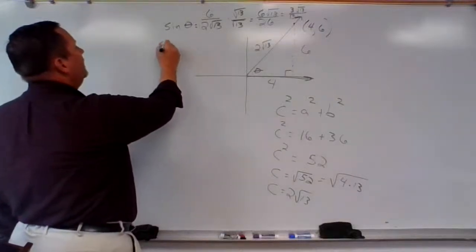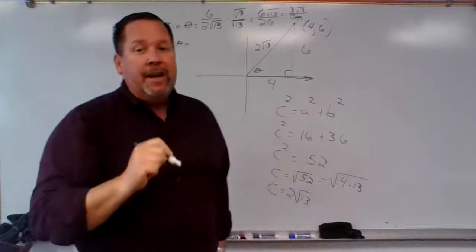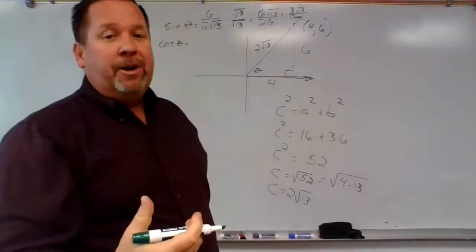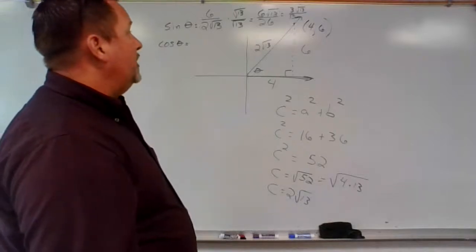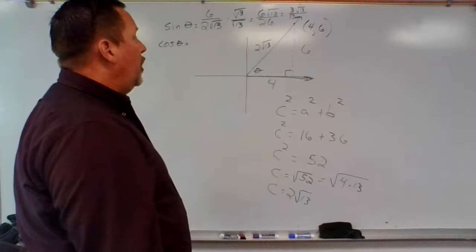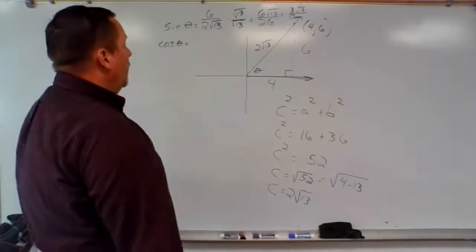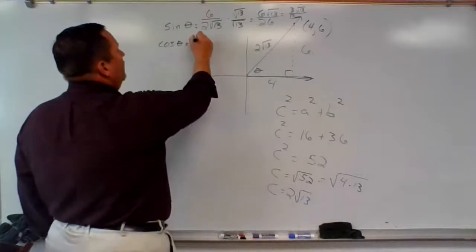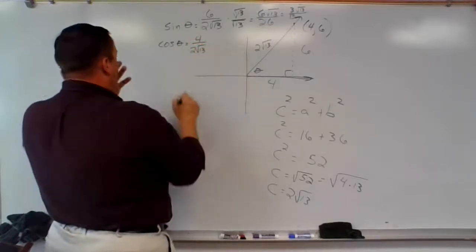Cosine theta. By the way, y'all should be playing along. If you have a piece of paper, you can write this out, and it's going to help you to engage and try to do this yourself. Remind yourself, what is the cosine of an angle? It's the adjacent over hypotenuse. 4 over 2 root 13.